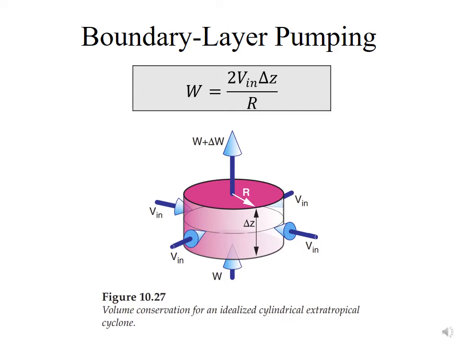And so we can define the vertical motion outside of this cylinder upwards as 2 times the volume of the inflow times delta z, which is the height of the boundary layer, divided by r, which is the radius of curvature of the motion. So we often think of this as an idealized cylindrical extratropical cyclone, so a big low pressure zone where friction is causing the air to cross the isobars from high to low. That leads to a volumetric motion in towards the low, which will result in an upward vertical motion due to the surface convergence.